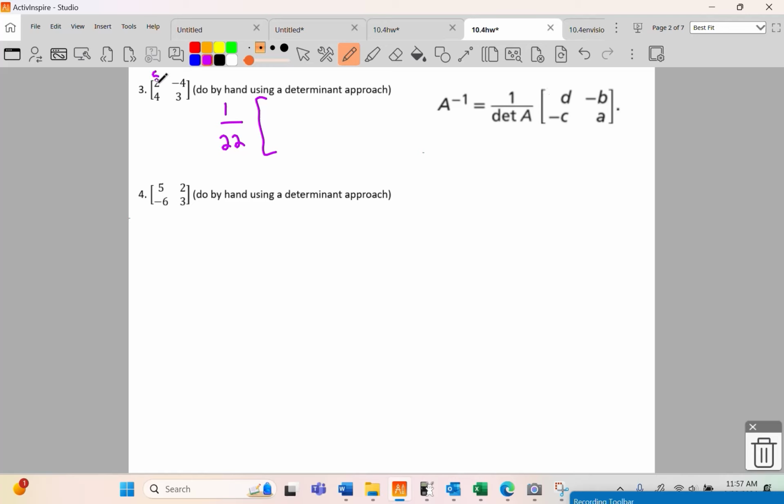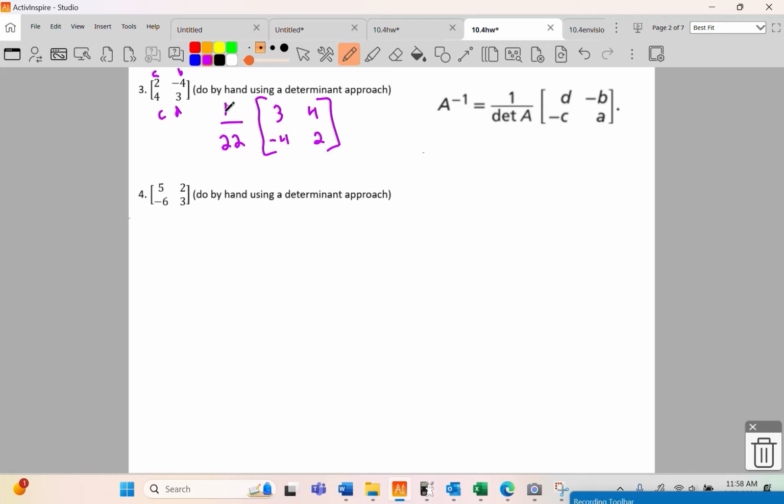Normally it's A, B, C, D. So these two swap positions, 3 and 2. And these guys become negative. So negative 4, positive 4.